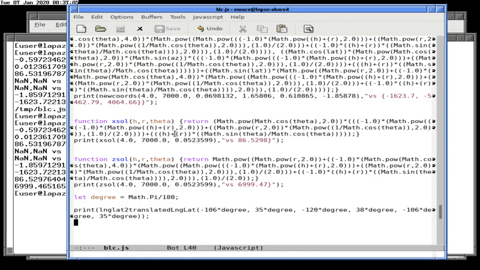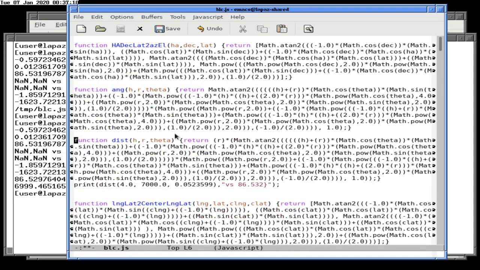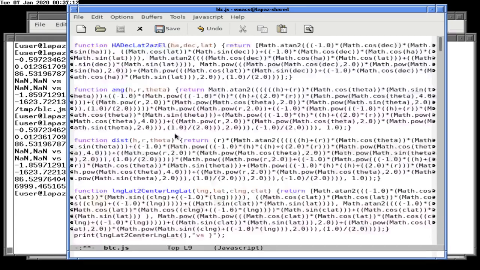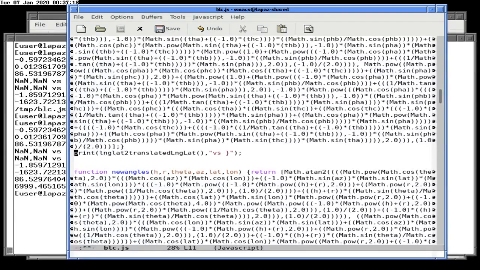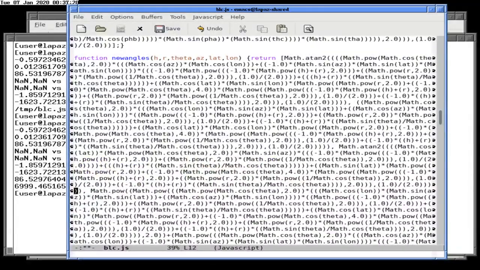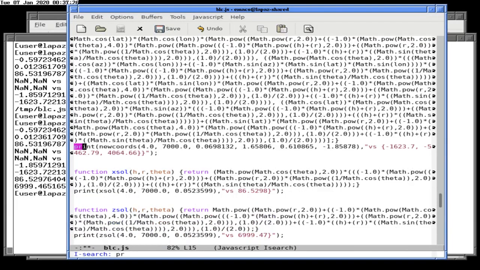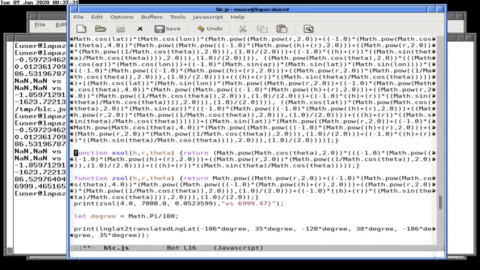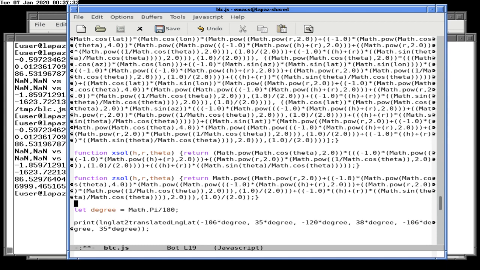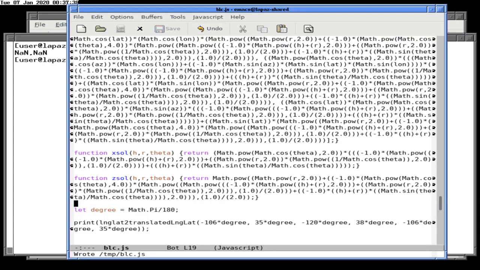Also, because I'm getting bored, I don't want any more of these print statements in here. They annoy me. And I may need to make an option to say don't print the print statements. Okay, now let's see what this does. I have no idea. Not a number, not a number. That's not what I was hoping for.